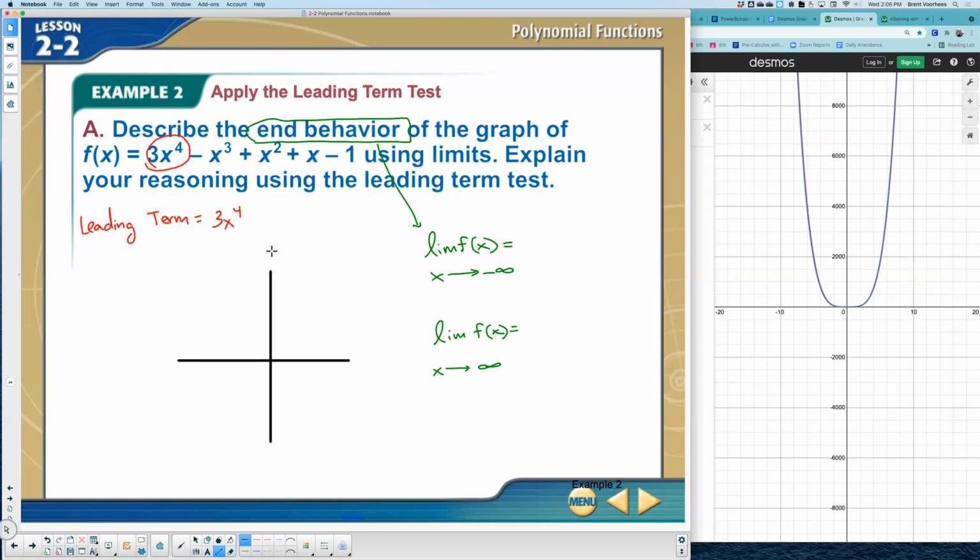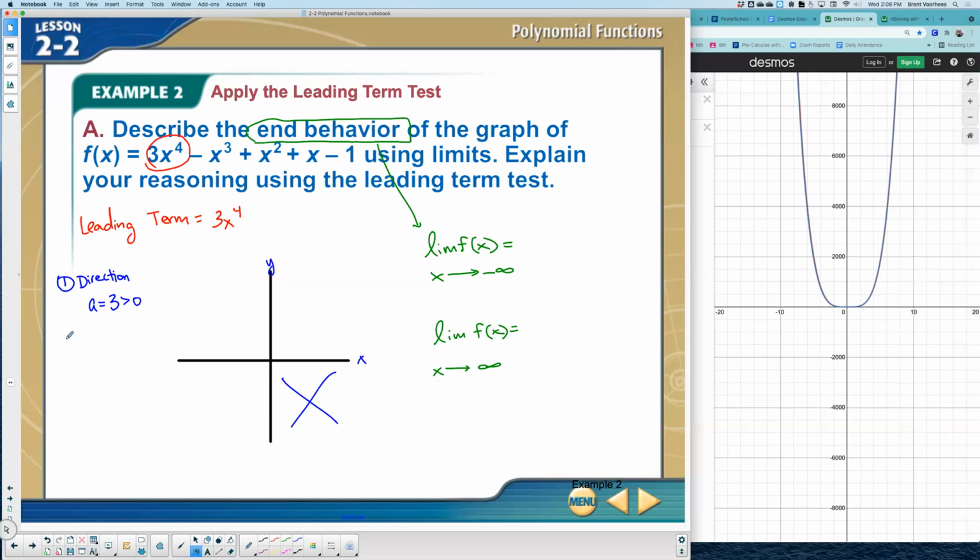We could say, all right, rule number 1 was direction. I could discover, is it positive or is it negative? What is the sign of the leading term? Is my leading term positive or negative? Positive. It's positive 3. Since 3 is greater than 0, we know it's in the first quadrant from lesson 2.1.